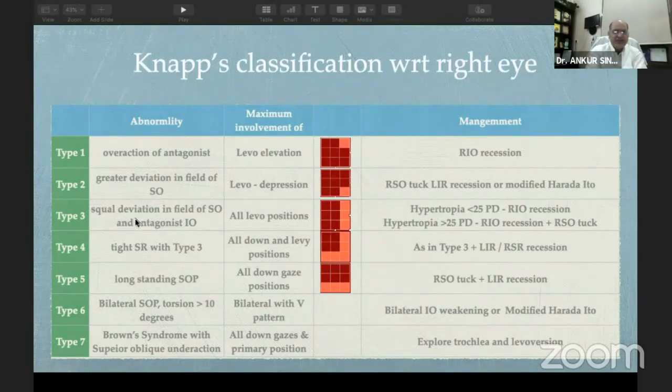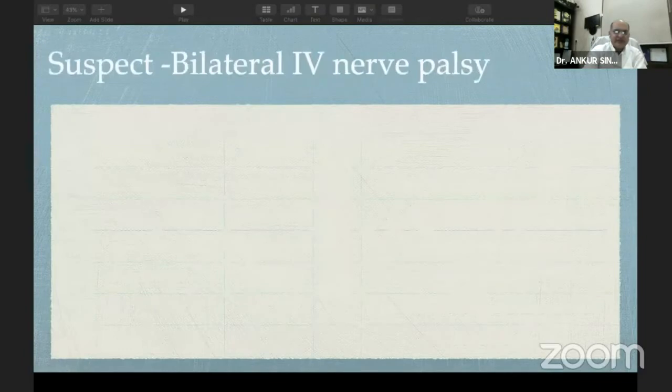Now, if the deviation is in the full field of superior oblique and inferior oblique, then the deviation will be maximum in all the levo positions with respect to the right eye. And if the hypertropia is less than 15 to 25 prism diopters, inferior oblique recession is required. If the hypertropia is more than 25 prism diopters, inferior oblique recession plus a tuck can be required. So this is in brief what we can talk about management based upon the Knapp classification.